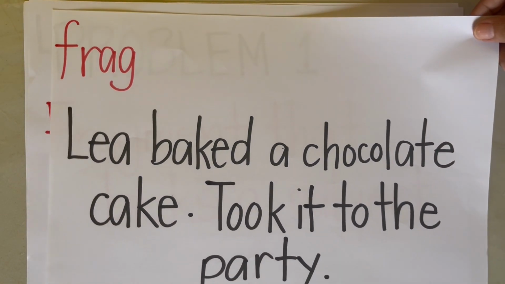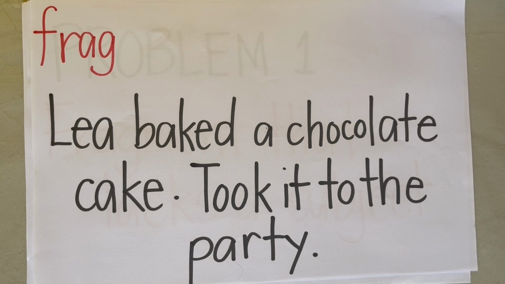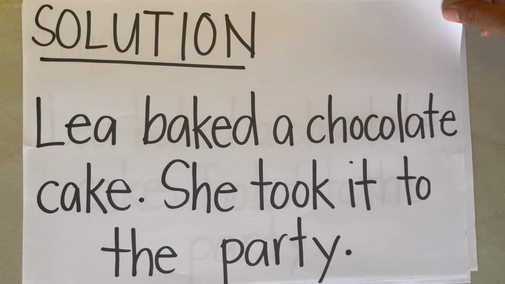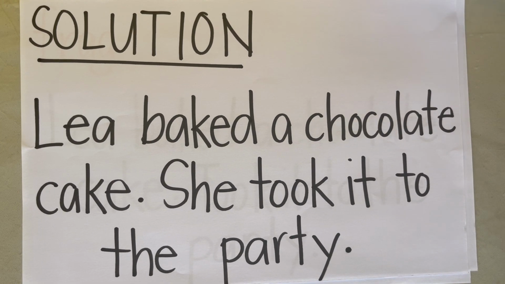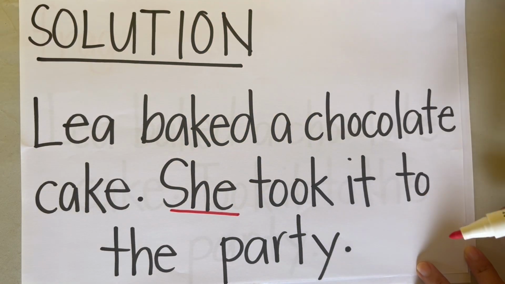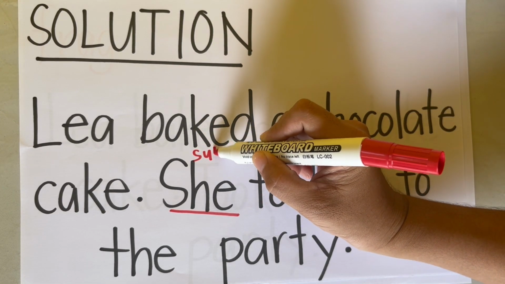For example, "Leia baked a chocolate cake, took it to the party." As you can see, there is no subject in the second sentence. It must be written like this: "Leia baked a chocolate cake. She took it to the party." You should add the pronoun "she" to refer to the subject, who is Leia, to make the sentence clearer.